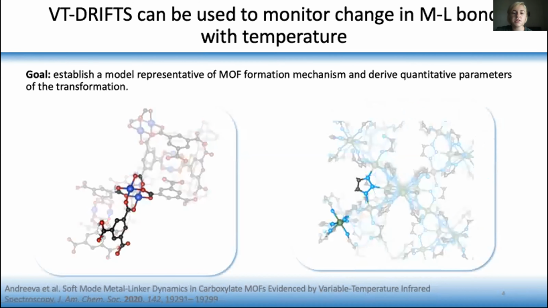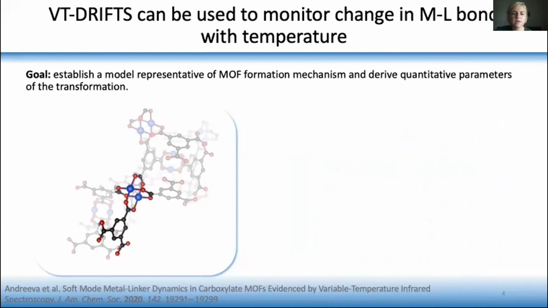And the main difference between the two is the metal ligand linkage. In the carboxylate case, the metal center is bound to oxygen, which are the red atoms, and in the azolate, they're bound to nitrogen, which are the blue atoms. But today I will just focus on one system, which is called copper BTC, also known as HKUST-1.